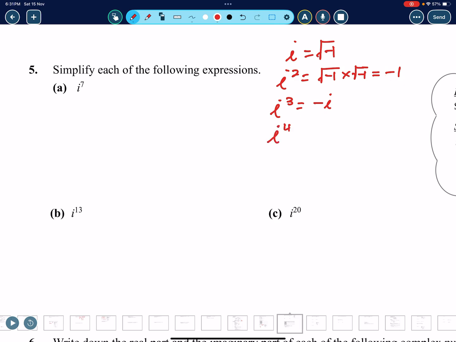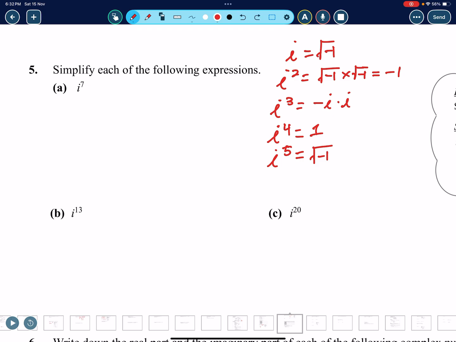Now for i to the power of 4, you would get -1. Sorry, not -1, +1. So for here, if you multiply another i, you would have square root of -1 times square root of -1. That's going to be +1. Now you will notice if you multiply an additional i on this, you'll start back at square root of -1. Okay, because i times 1 is just i. So it goes in a loop, 1, 2, 3, 4, and then again 1, 2, 3, 4.